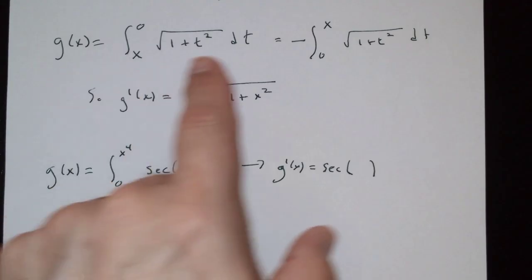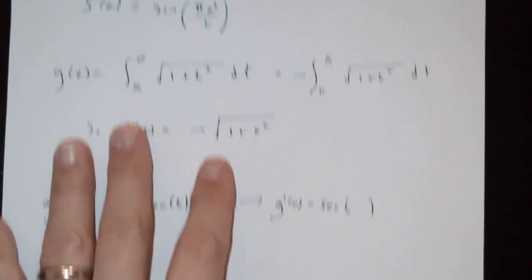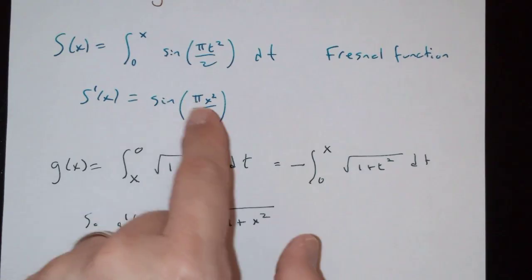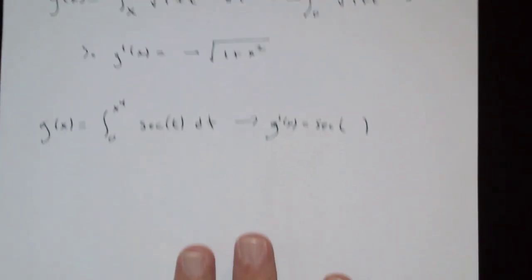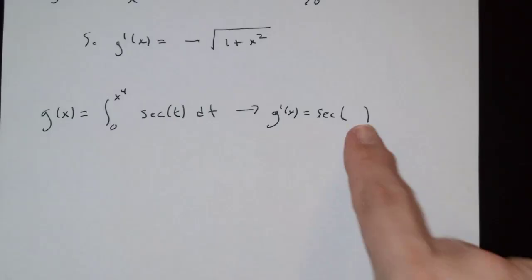In this version, the integral went from 0 to x, so I put the x there. In this case, the integral goes from 0 to x to the fourth. What should I put there?